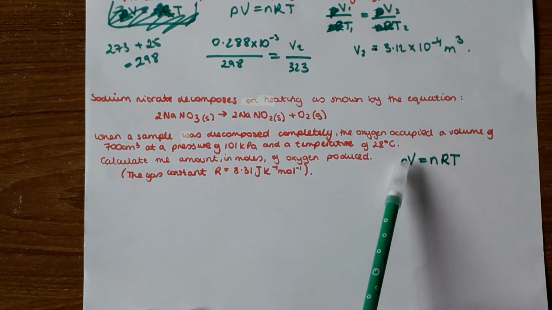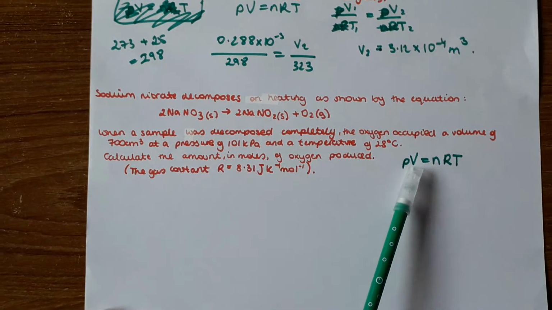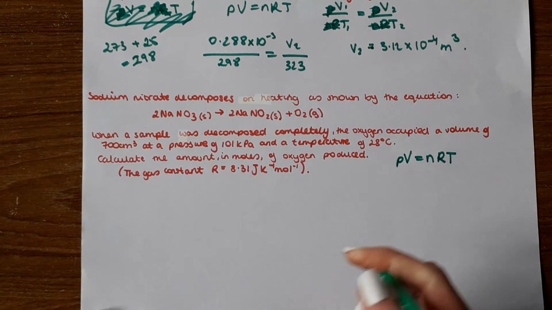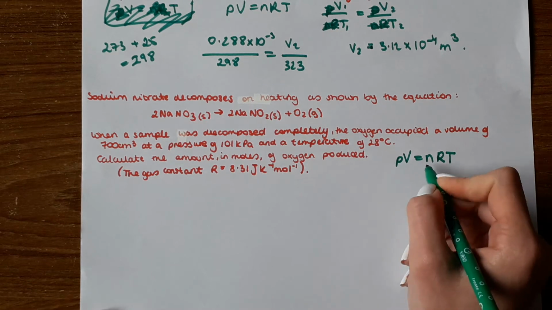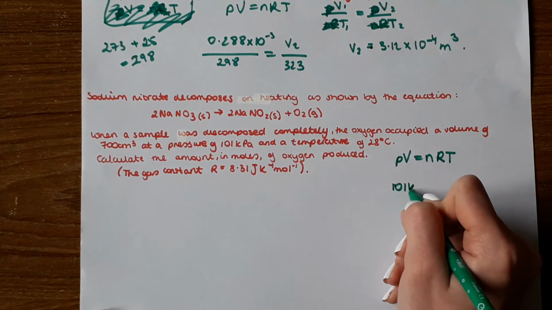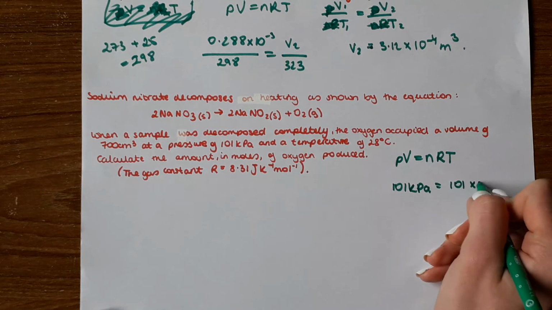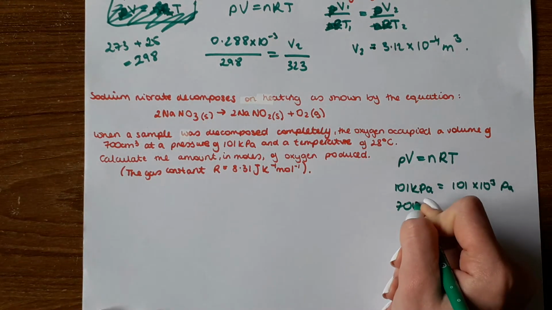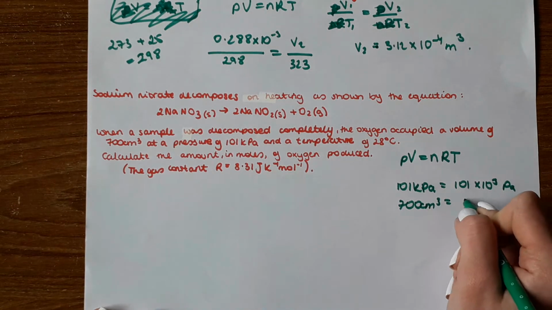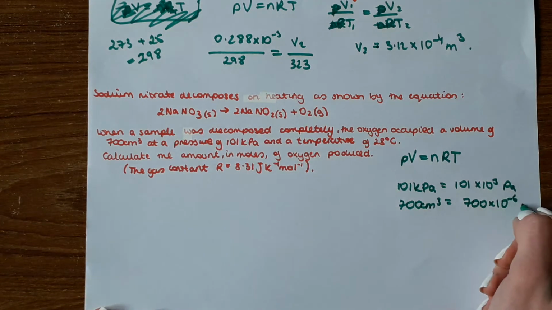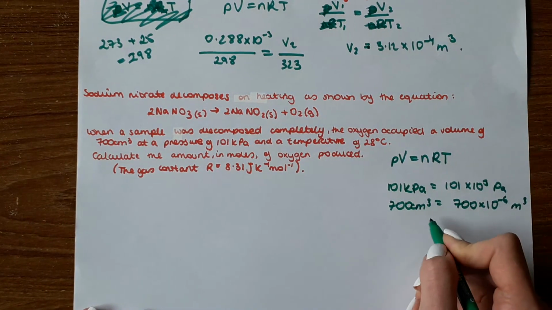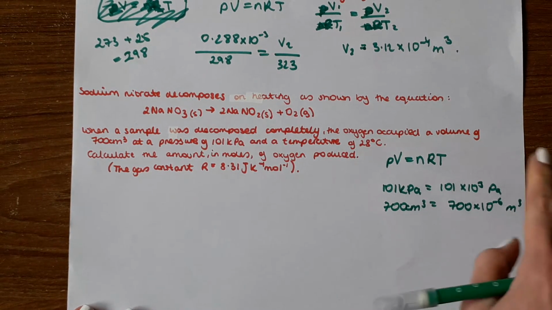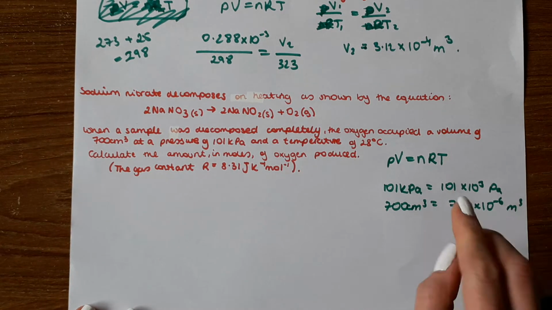This time we're going to use the whole equation because we want to find the number of moles of oxygen. Pressure in this equation has to be in pascals. We've got 101 kilopascals, which will be 101 times 10 to the 3 pascals. Next, volume. We've got 700 centimeters cubed, but we need this in meters cubed. So we do 700 times 10 to the minus 6 meters cubed. The conversion from centimeters to meters, you've all got this in the data booklet. It's times 10 to the minus 6, so don't worry about this.